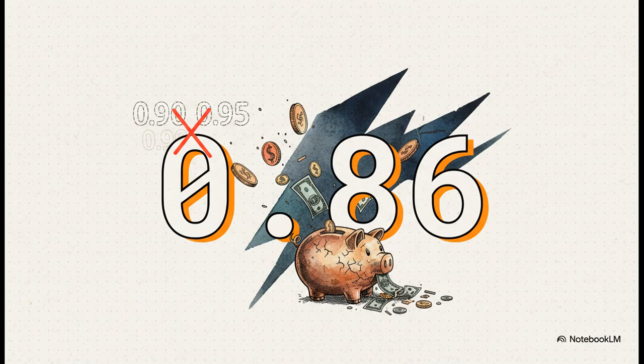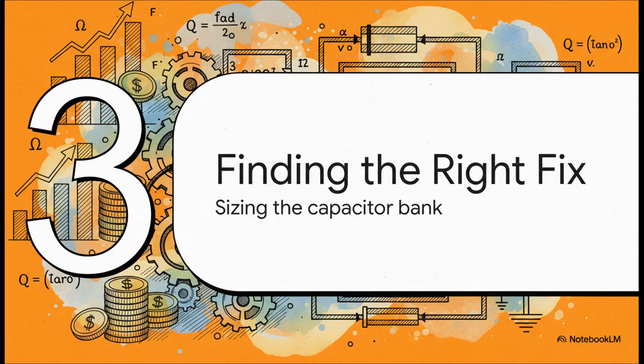Well, most utilities start hitting you with penalties when your power factor drops below 0.90, sometimes even 0.95. A score of 0.86? Yeah, that almost guarantees you're paying extra on every single bill. Okay, so we've found the problem and we've measured it. Now, how do we fix it?